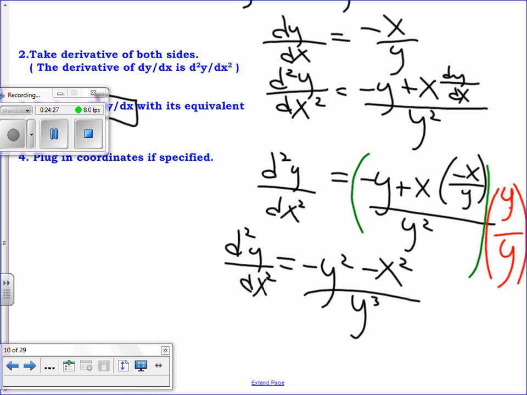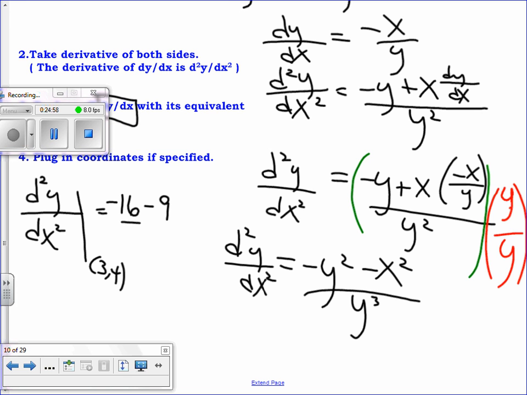If they just asked for the second derivative, we'd be finished. But here, we have a step 4. They want us to tell them what the second derivative is at that point. I believe it was (3, 4). So we're just going to plug in a 4 for the y and a 3 for the x. And if we do that, negative 4 squared, negative 16, minus, hopefully it'll be a negative number, right? Because it was concave down. 4 cubed.